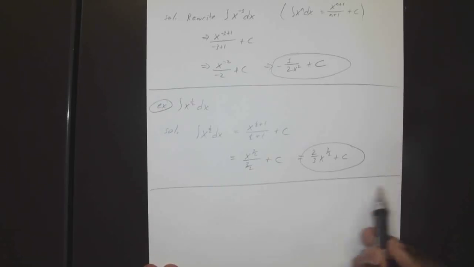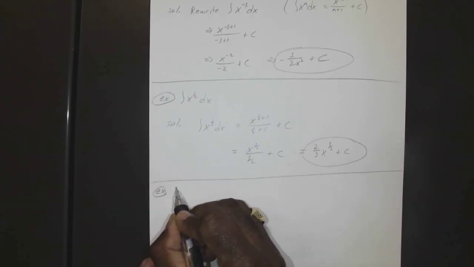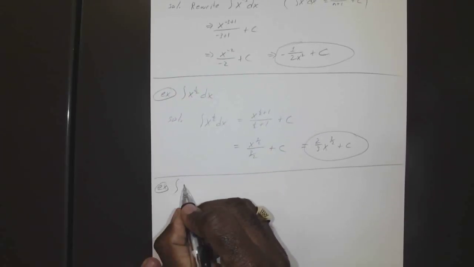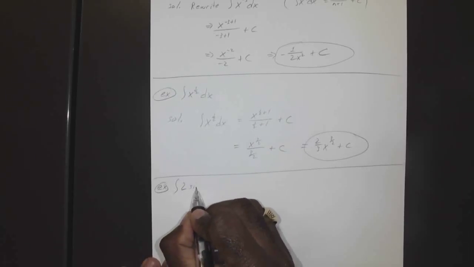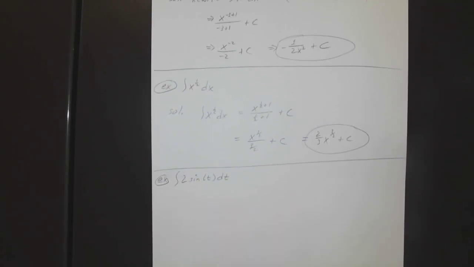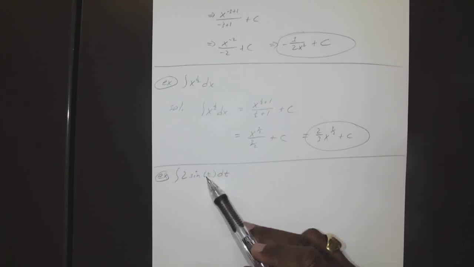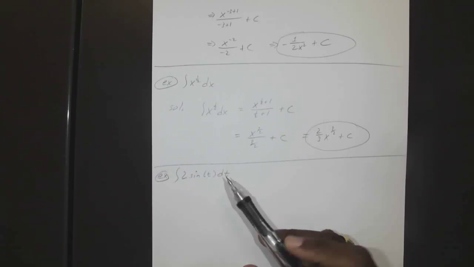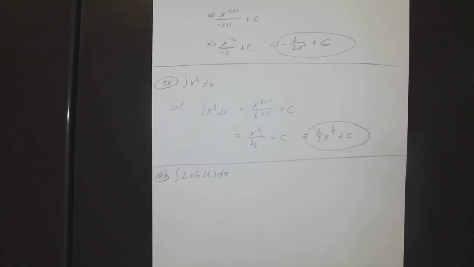Okay, so let's say we wanted to solve the integral of 2 sine of t with respect to t. Sometimes they'll throw a t in there, sometimes they'll throw an x, sometimes they'll throw an r. Same thing. As long as the variable here matches the variable you're integrating with respect to, it's the exact same steps.